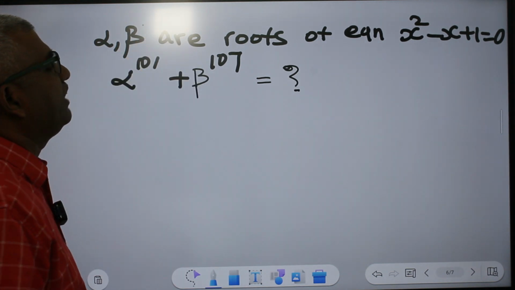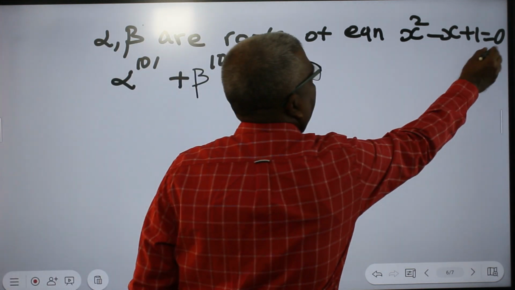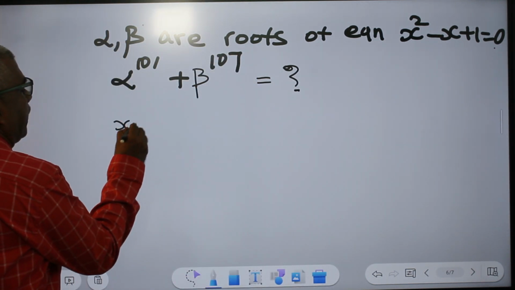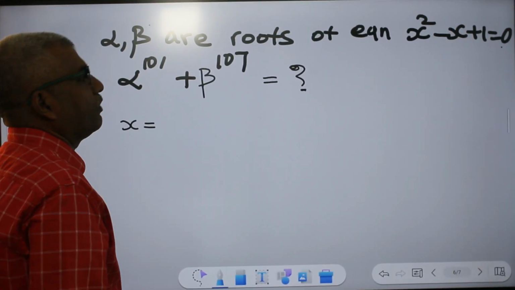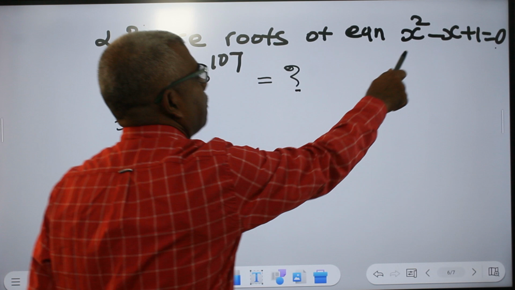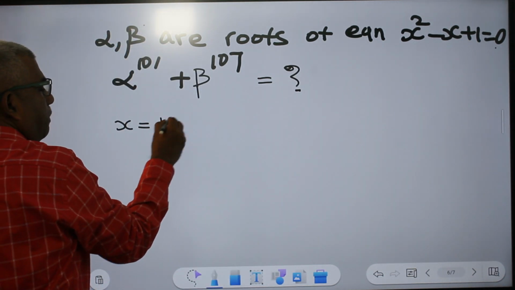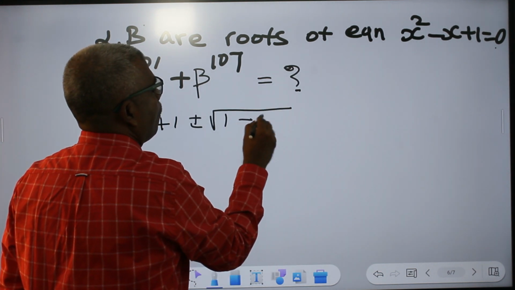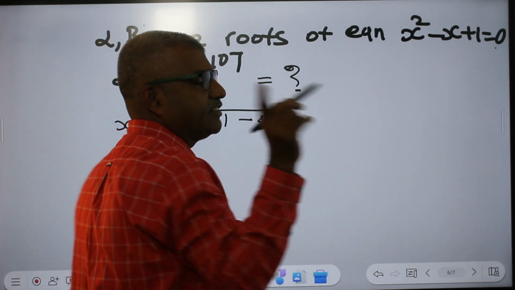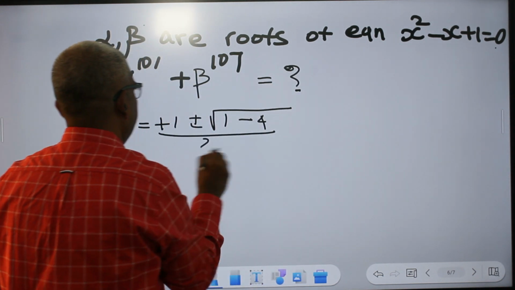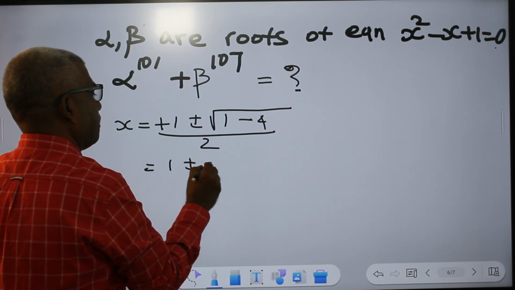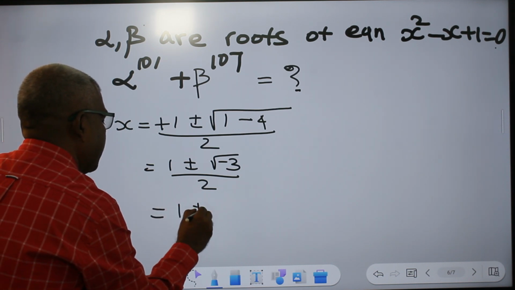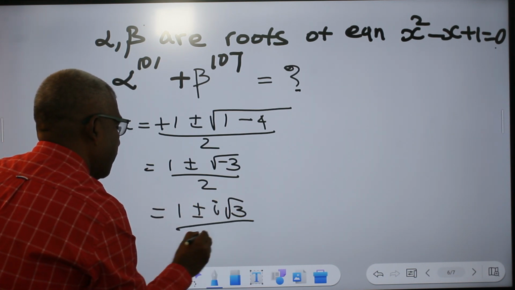Okay. Now find this. First, alpha and beta are the roots of the equation. Here you cannot factorize, so use the quadratic formula. What is the formula? x is equal to minus b plus or minus square root of b squared minus 4ac, by 2a. Minus b, already minus 1 is there, so minus b means plus 1, plus or minus square root of b squared, minus 1 squared is 1, minus 4, a is 1, c is 1. So 1 plus or minus square root of minus 3 by 2, that is 1 plus or minus i root 3 by 2.